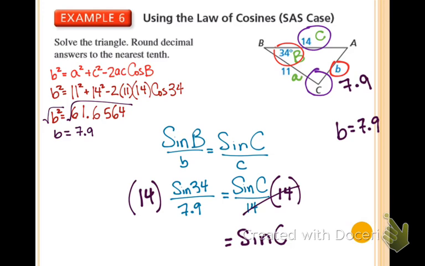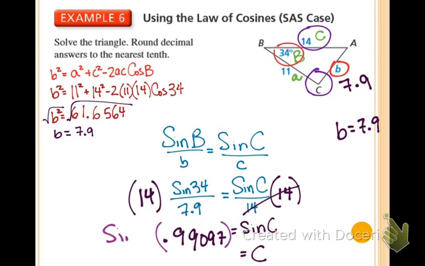All right, so type it in our calculators. Don't clear it. 0.999. Okay, so how do we get rid of sine? The same way we've been doing it: the shift, the inverse. So do shift sine, and then of the last answer, so you don't have to type it in again. 82.3.